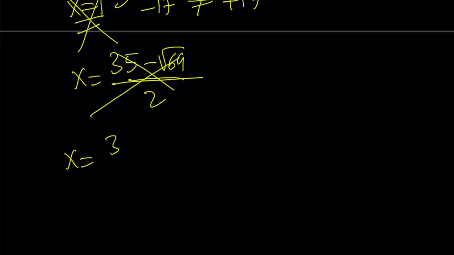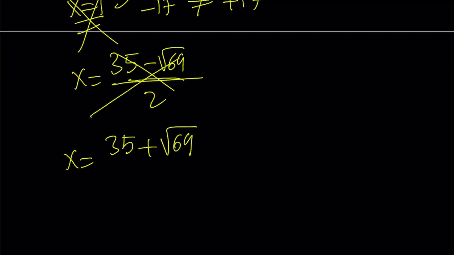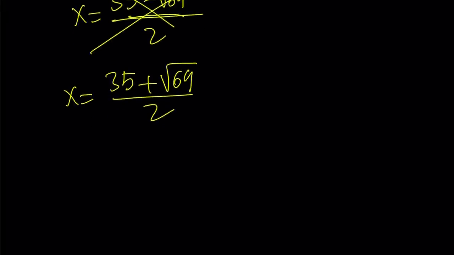What happens if x is equal to 35 plus the square root of 69, over 2? Let's go ahead and plug it in, and it's a fun exercise. So our expression was x minus 18.